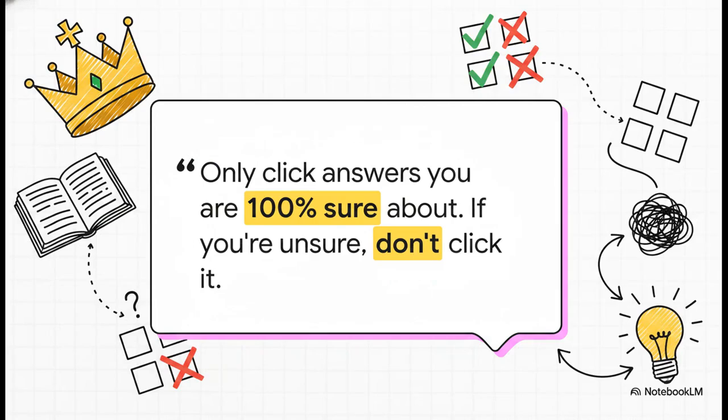And that scoring system leads us directly to what I call the golden rule for this task. If you remember one thing from this whole explainer, make it this. Ready? Only click answers you are 100% sure about. If you're unsure, don't click it. That's it. If you have even a tiny bit of doubt, just leave it alone.